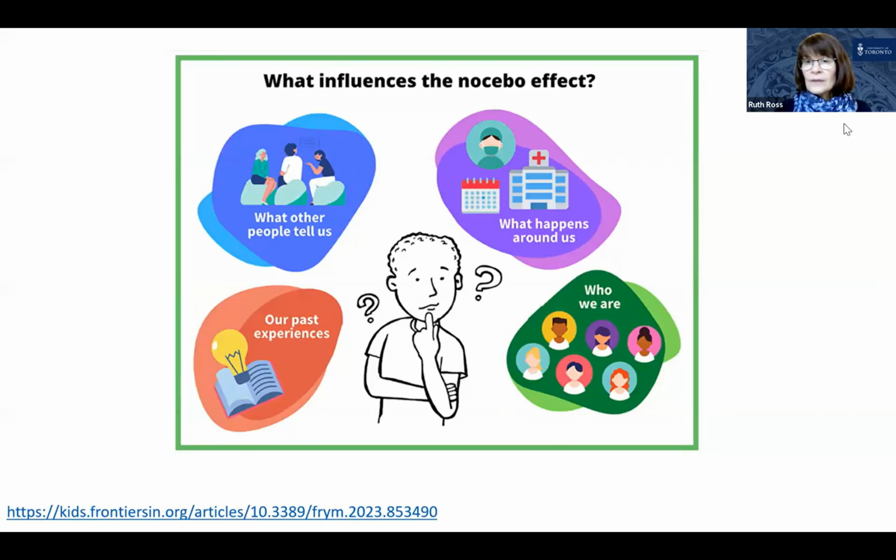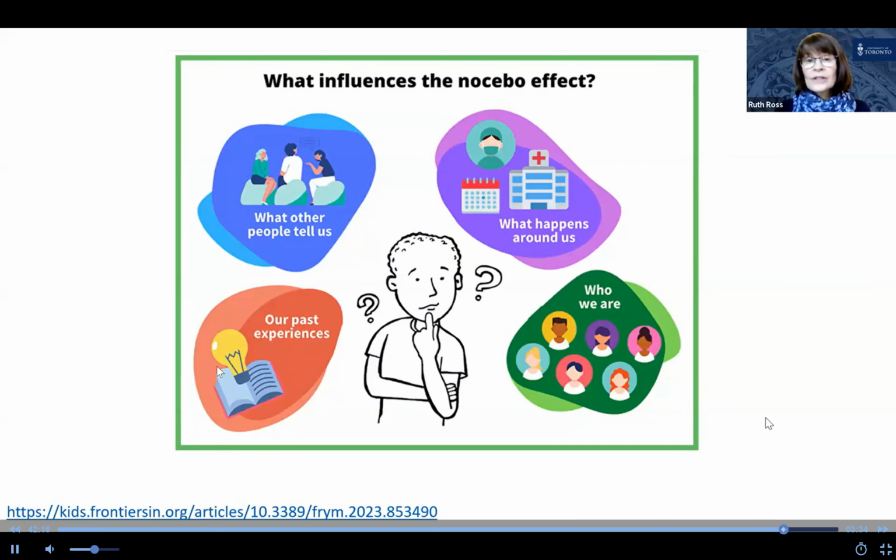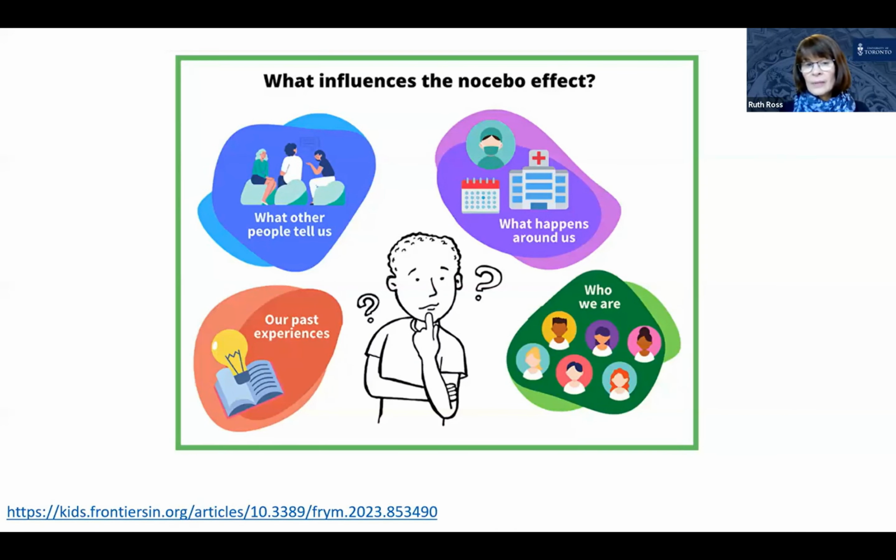And so there's also something called the nocebo effect, which is the anticipation of something negative. And that can be, again, what people tell us, what happens around us, who we are, our past experiences, all actually can lead to this kind of anticipation of a negative effect, and that's actually happening as well. In clinical trials, we tend to have the idea much more prevalent of a placebo effect, because you're being given something that could be a treatment. So there's this idea of a positive effect happening rather than a nocebo effect.